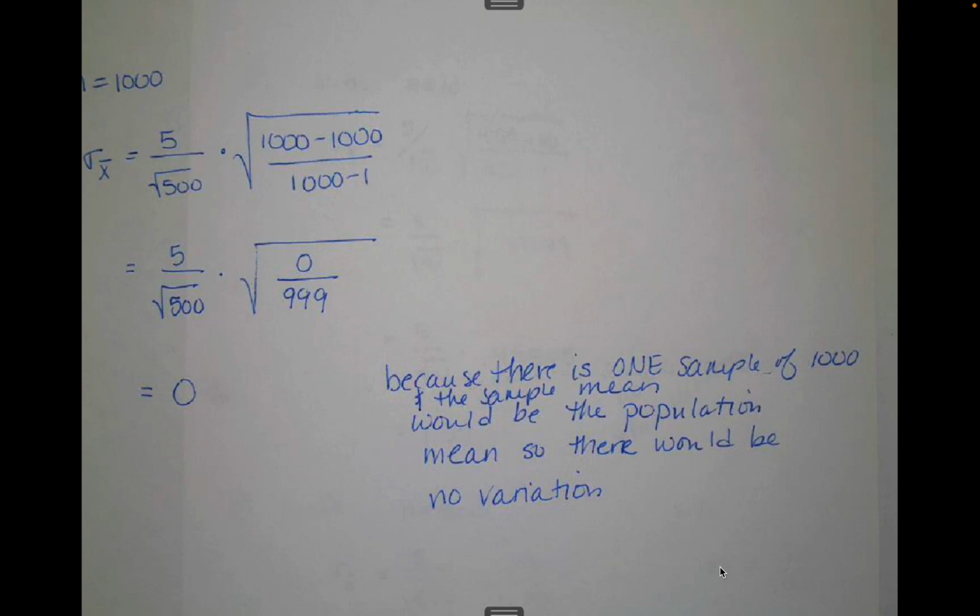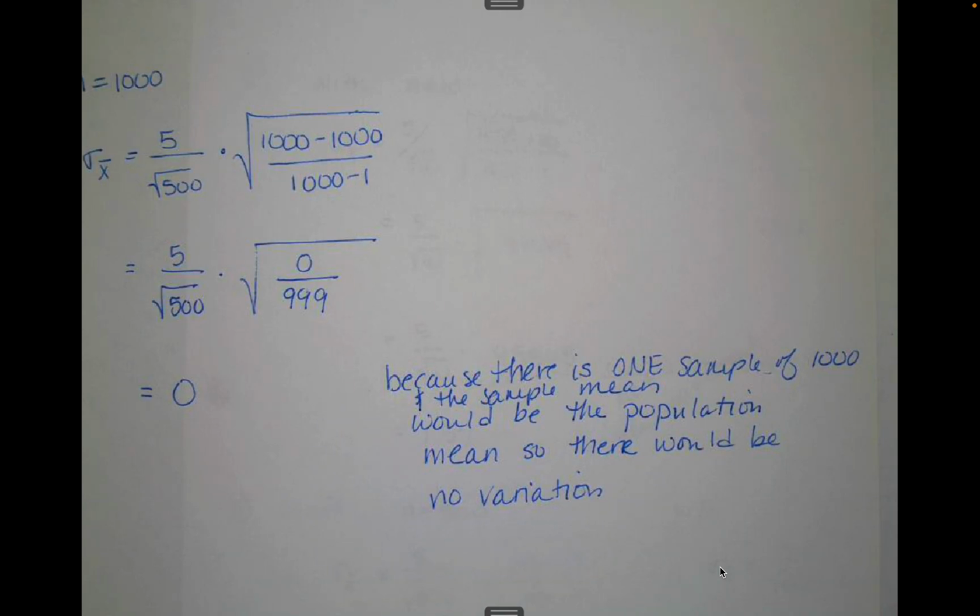Again, 1,000 is not less than 10% of the population. So that is why we have to use the correction. If I didn't use the correction, I'd get 1.58. That can't make any sense, alright?